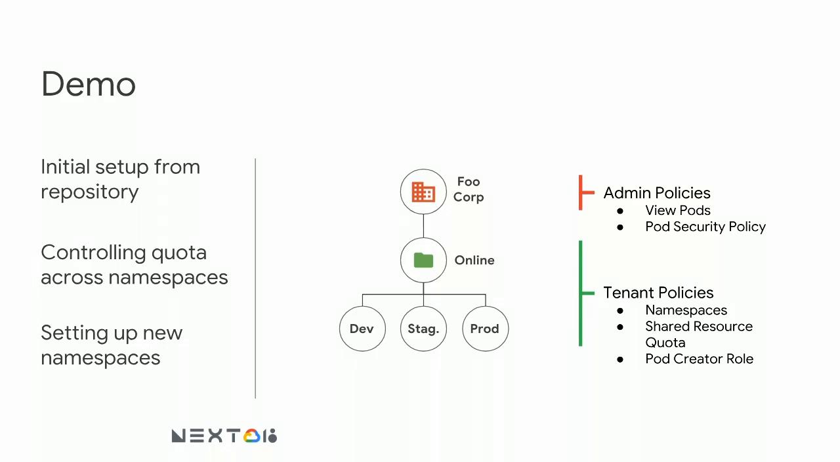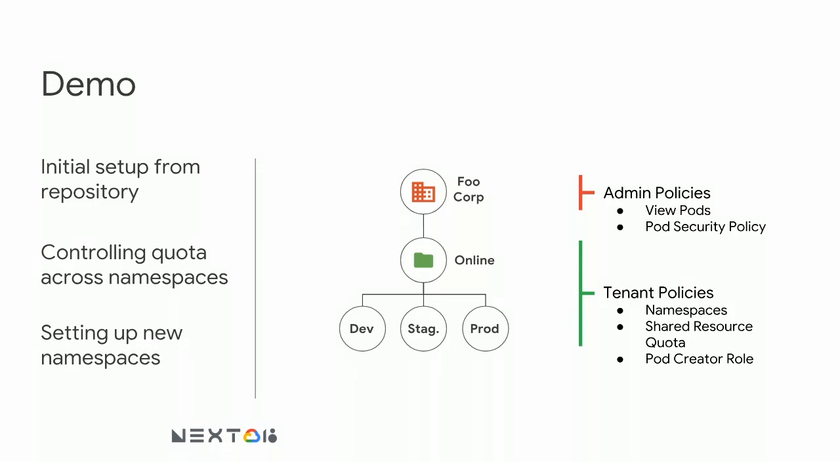The example we're going to walk through here is FooCorp. FooCorp has today, right now, an online division, and the online division has dev, staging, and prod set up as namespaces on all the clusters. That's the policy file that we'll be applying here. And then we've got policies attached at different levels of the hierarchy here.